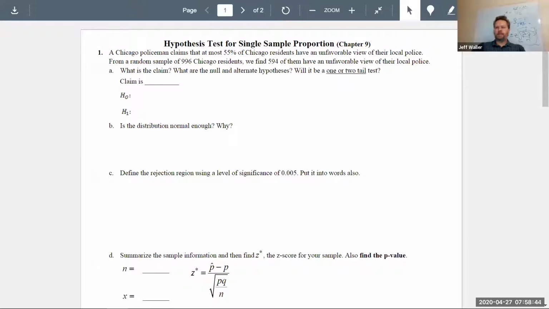Okay, so let's take a look at this. Look at number 1. So first read through this. Can you find the claim? What's the claim that's being made?